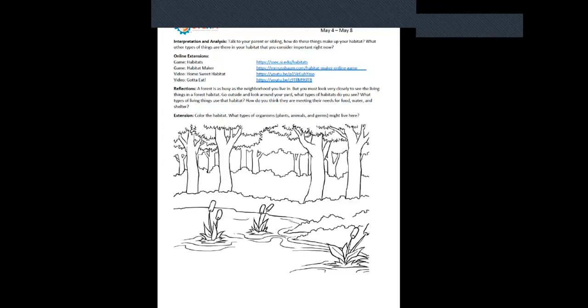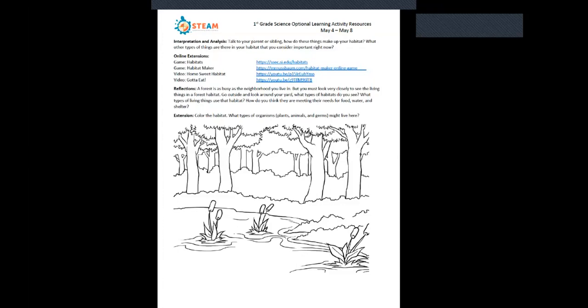Now it says, hang on. All right, it's over here on my other screen. I'm just going to leave it there and look this way. All right, so our reflections. A forest is as busy as the neighborhood you live in, but you must look very closely to see the living things in a forest habitat. Go outside and look around your yard. What types of habitats do you see? What types of living things use that habitat? How do you think they are meeting their needs for food, water, and shelter?